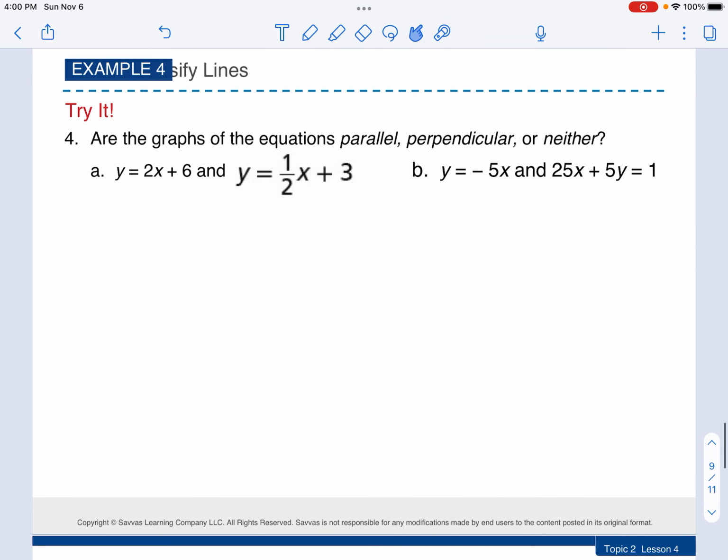Go ahead and pause the video. Try these two on your own, and then unpause to check your solution.